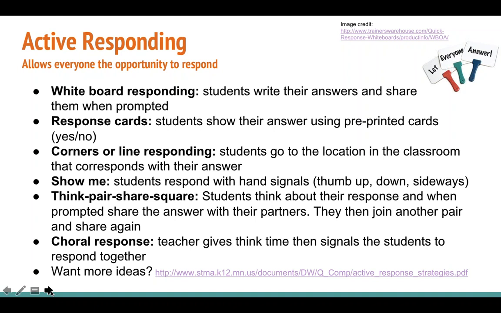If you need more ideas for active responding, you can use a link down there. But there are so many different ways to engage students where students are not waiting for their turn. Because a lot of times when you do an open question, one student gets to answer and the other students just listen. This gives all the students time to respond, so they're not feeling idle, in which they get distracted and then not engaged. So active responding is very important for all students, especially those who get distracted very easily.